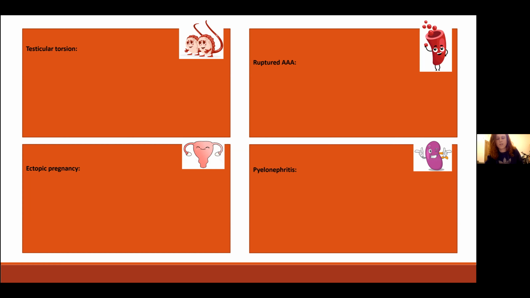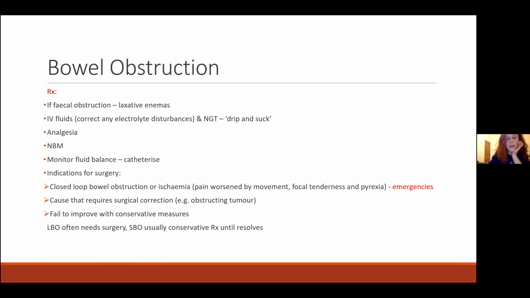How do you identify ischemia without surgical exploration? Okay, so I had this on the last slide. So the presentation of ischemia, the pain is worse on movement. There's focal tenderness and there's pyrexia.